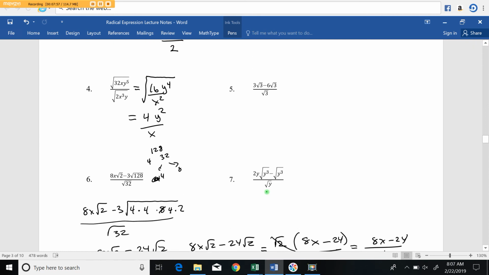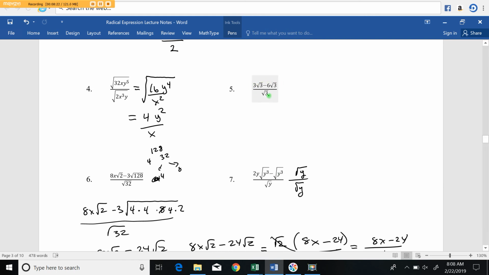So like this one, I think I would multiply top and bottom by square root of y over square root of y. In the bottom, you'll have the square root of y squared, which is y. This term, you'll have 2y times the square root of y to the 4th, and then this term you'll have minus square root of y to the 4th, and that can simplify pretty nicely.